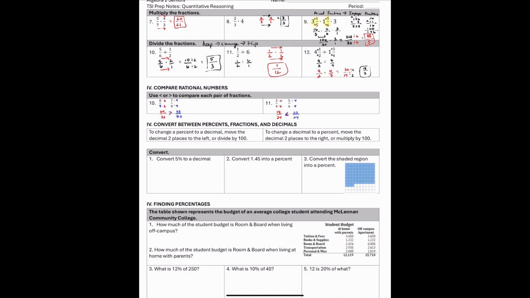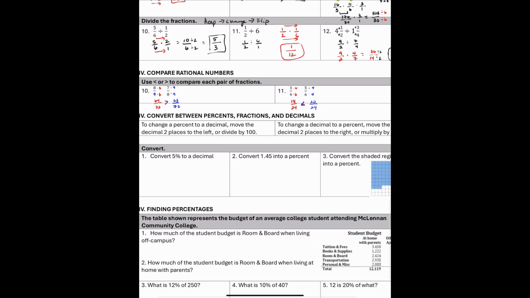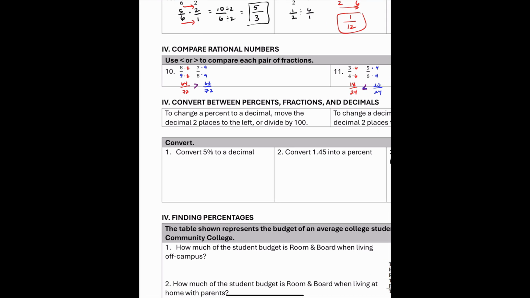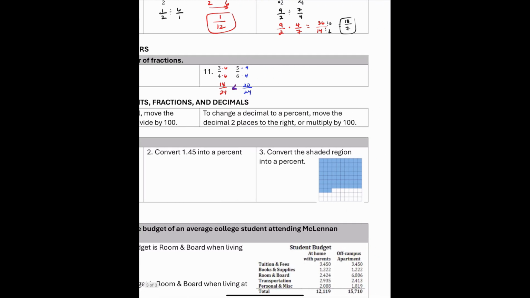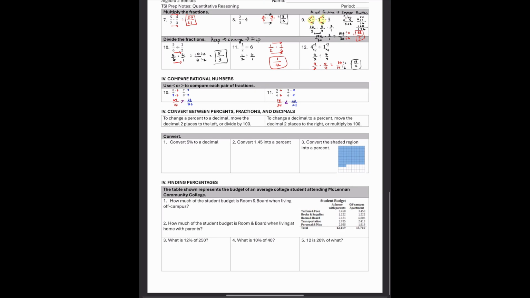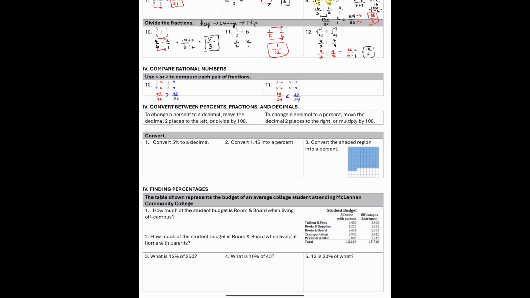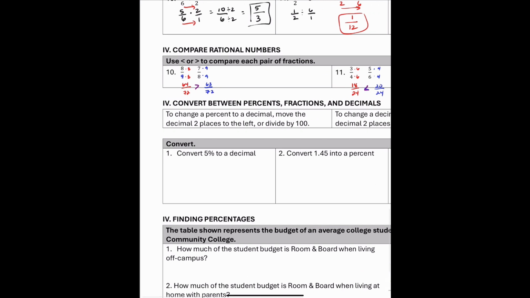All right, so part number 4, we're going to convert between percents, fractions, and decimals. So here are 2 rules that you need to know. Whenever we need to change a percent to a decimal, we move the decimal 2 places to the left or divide by 100. To change a decimal to a percent, we move the decimal 2 places to the right or multiply by 100.